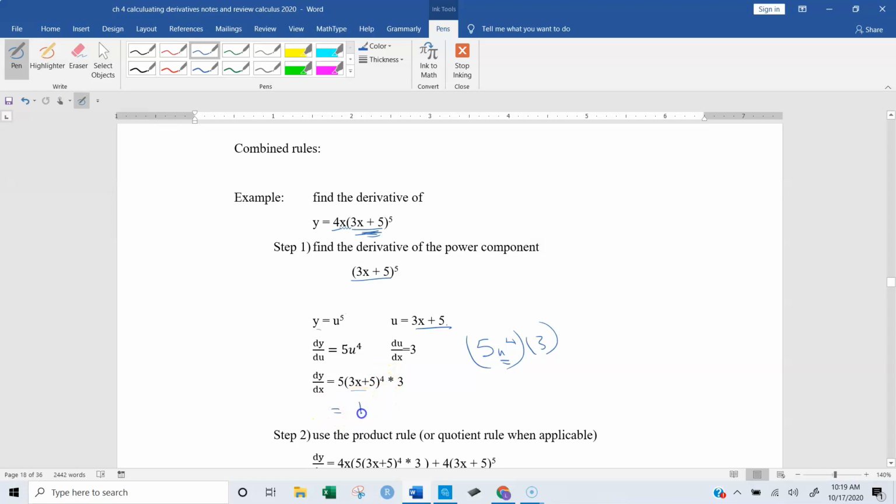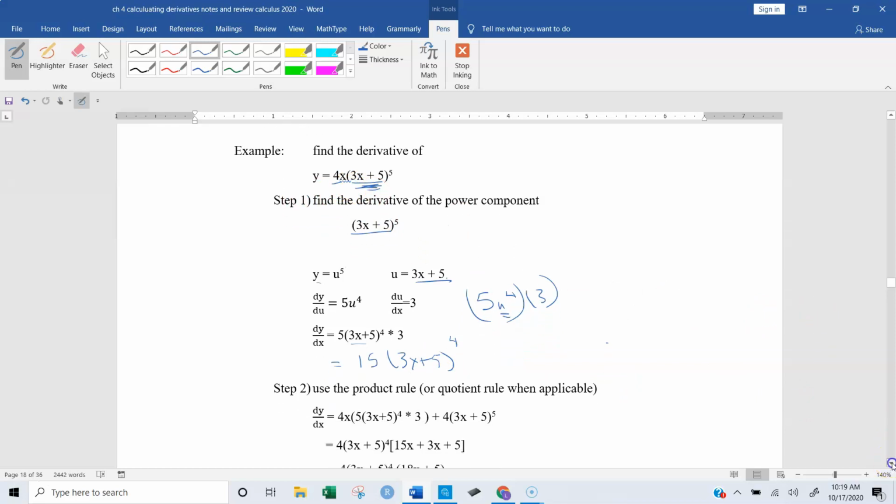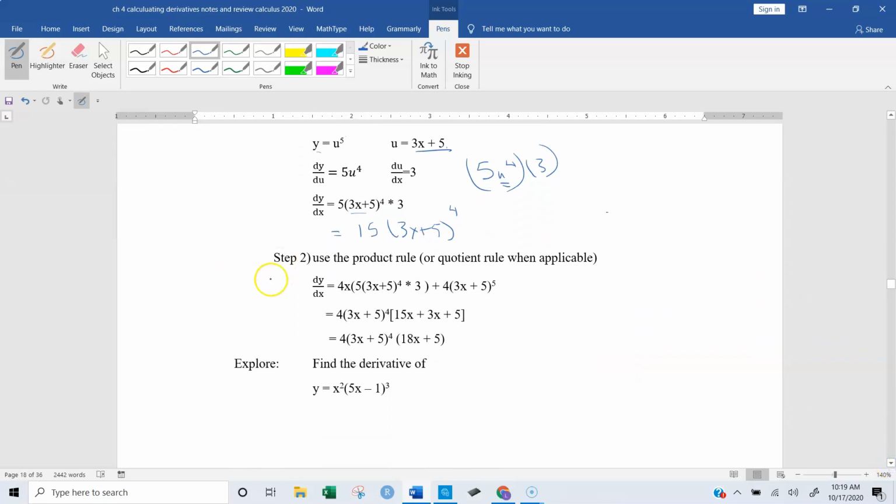Final answer is 15 times (3x plus 5) to the 4th power. Okay, that is just the derivative of the second part. So now we have to use our product rule. So we take the derivative of the second. I don't know why I didn't put 15 right there. All right, derivative of the second times the first plus the derivative of the first times the second.